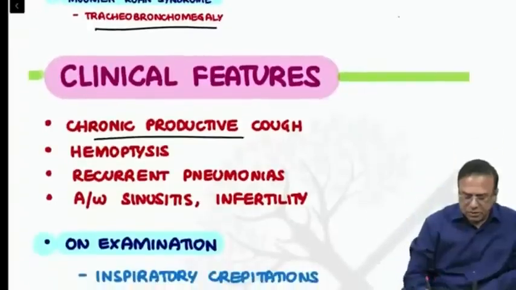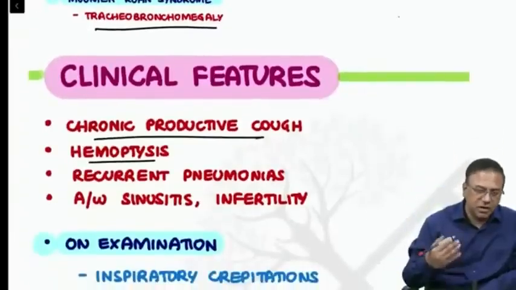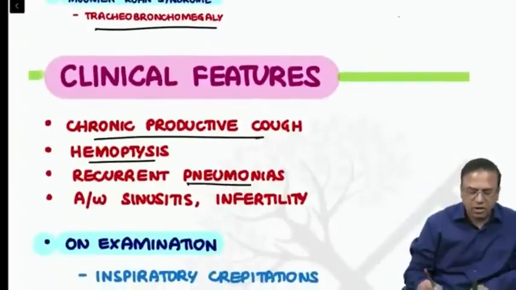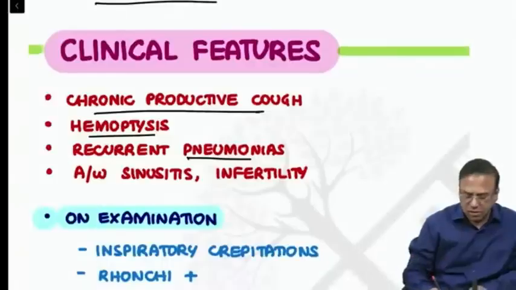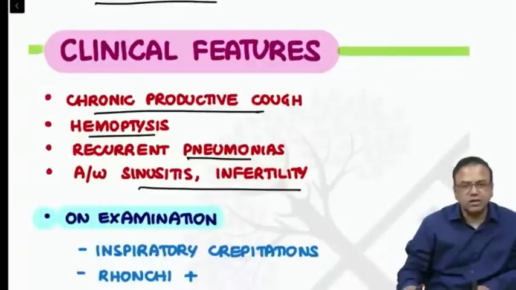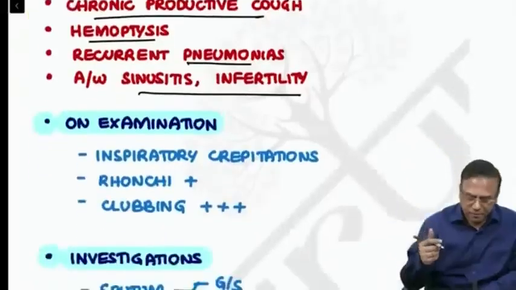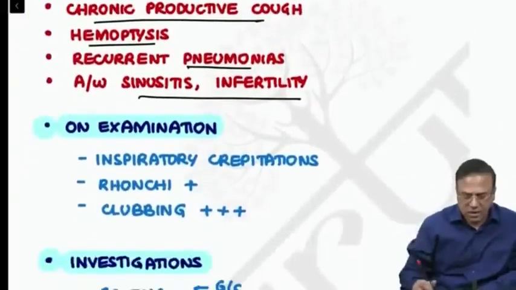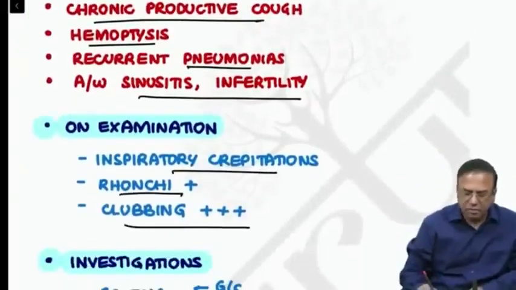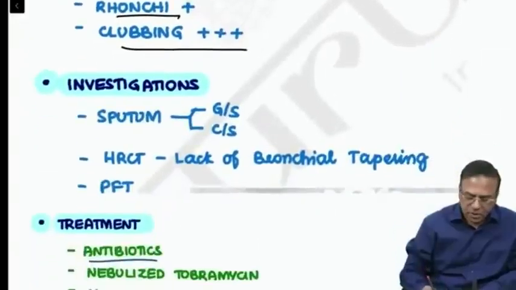Clinical features: the patient will have productive cough, significant sputum, hemoptysis, and recurrent pneumonia infections can occur. They may be associated with sinusitis and infertility depending on the additional problem. Like if Kartagener is there, then you get sinusitis. Crepitations, bronchi and clubbing will be there in this condition.